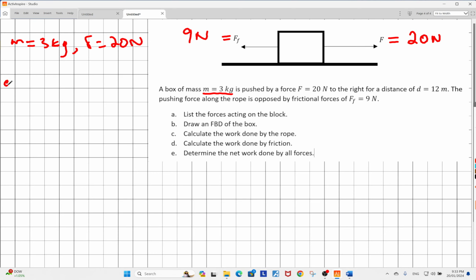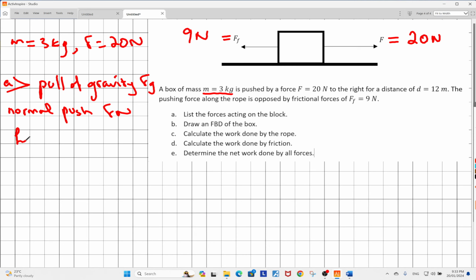In part A, we need to list the forces acting on the block. Because we have a mass, we will have the pull of gravity, Fg. Because we have a table or a support, we will have the normal push, Fn. We have the force capital F on the rope, and we have friction, Ff.